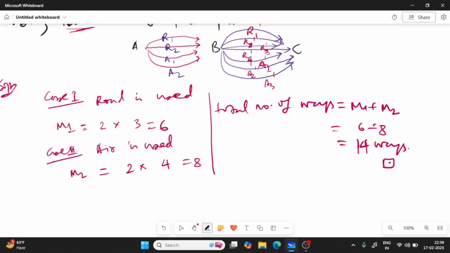And case 2, when air is used, in that case you have two ways of going from A to B, as you see A1 and A2. And he has told already that you will not use the same mode of transport. In that case, you will not use A1, A2, A3. So you will use R1, R2, R3, and R4. So there are four ways. So 2 into 4 ways, that is 8 ways. Now the total number of ways of going from A to C via B is M1 plus M2, that is 6 plus 8, and that is 14 ways. Okay, so these are the required number of ways. Okay, thank you.